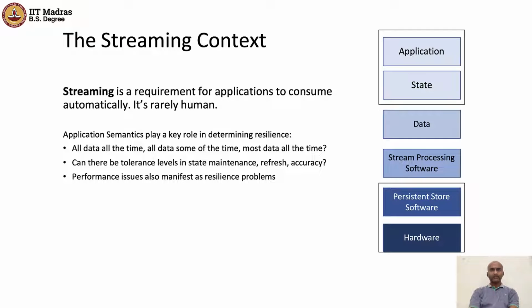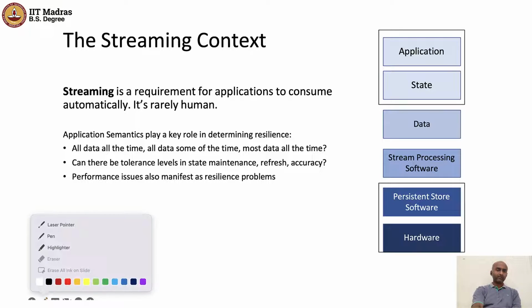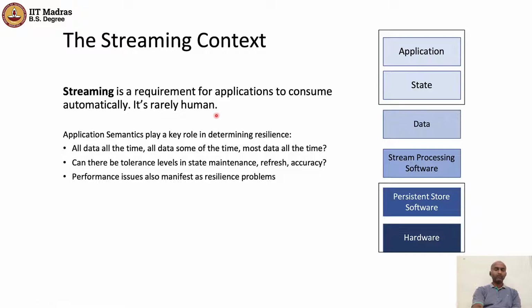In the previous video, we looked at wide streaming and how that's rather significantly different in terms of use cases from batch. Here, let's start looking at what makes streaming a different kind of problem statement. The streaming context is one of machines talking to each other, one of automation resulting in data processing. It's very rarely meant for humans. So allow me to explain.